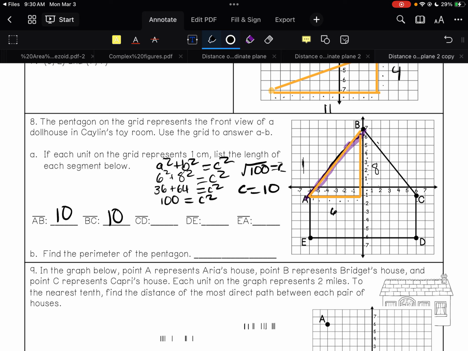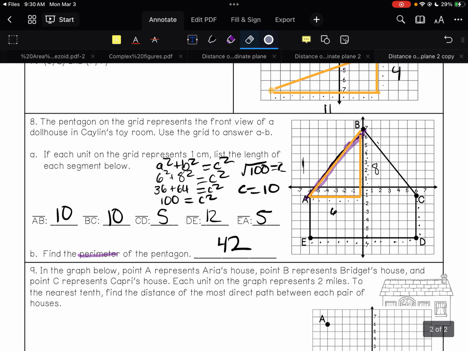CD, I just count 1, 2, 3, 4, 5. Then I count here 1, 2, 3, 4, 5, 6, 7, 8, 9, 10, 11, 12. And then EA is going to be the same as CD, so that is also going to be 5. And then my perimeter, I would add them all up, which would equal 42. And there you go.